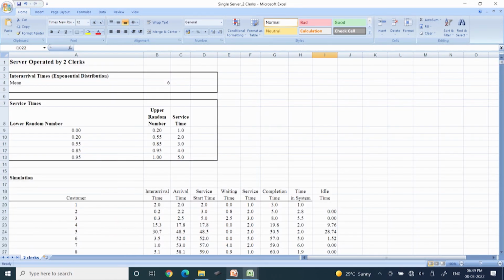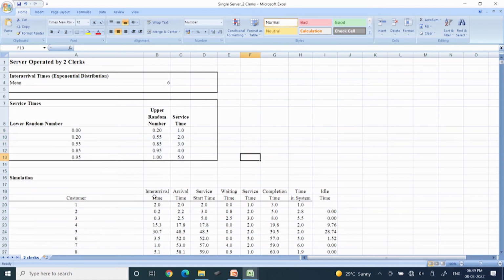What is the second design? There is a single server, but 2 clerks are helping to provide the service. The arrival pattern is as usual, the same. Here also the random numbers I have generated on a continuous scale: 0.00 to 0.20, then 0.20 to 0.55, up to 1. Then I have entered the service times: 1, 2, 3, 4, 5.